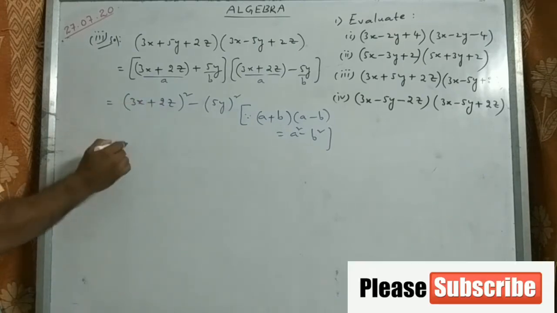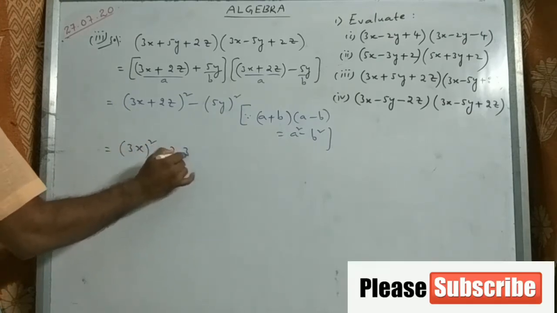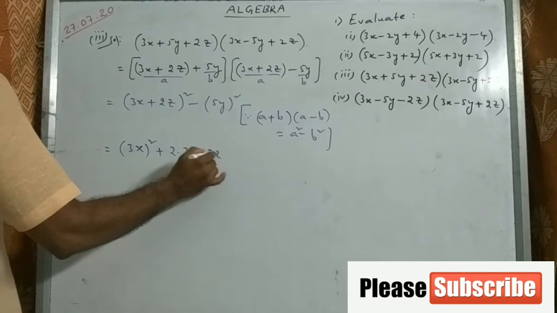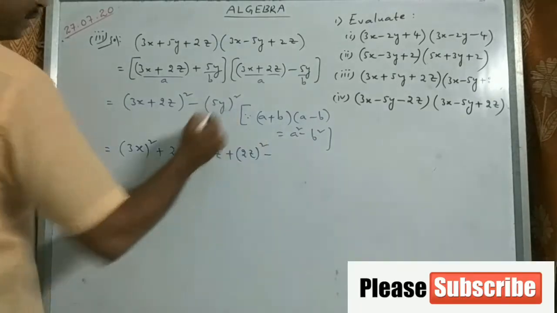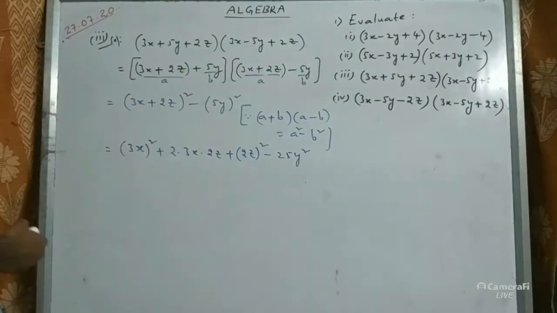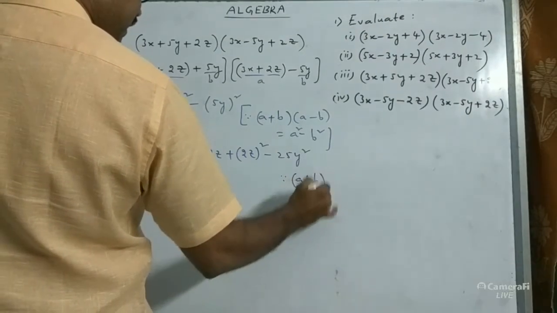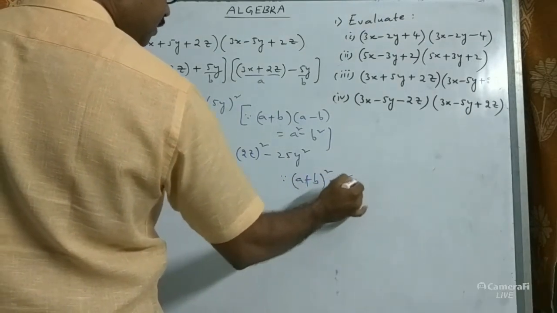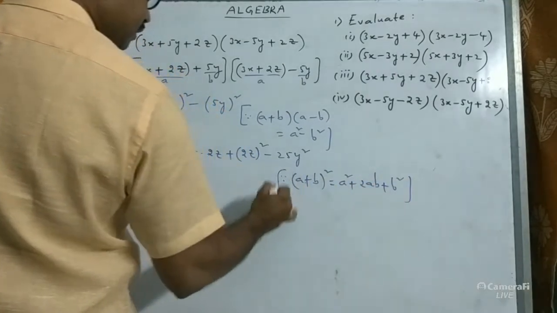So again it looks like a plus b whole square, a square plus 2ab plus b square. 5y whole square means 25y square. So what is the formula we used here? A plus b whole square equal to a square plus 2ab plus b square.